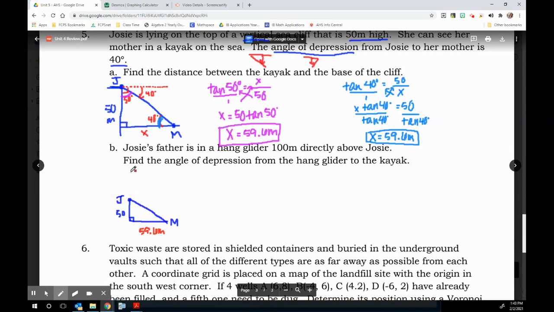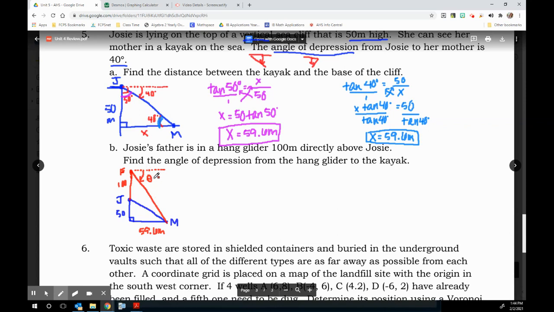Josie's father is hanging up right above Josie, so I'm going to say father. And he is 100 meters directly above Josie. So this red distance is 100 meters. We are looking for the angle of depression from the hang glider down towards the kayak. So his line of sight is here, right? That line I just drew in, but again, angle of depression has to come from a horizontal line. So this is the angle we're looking at.